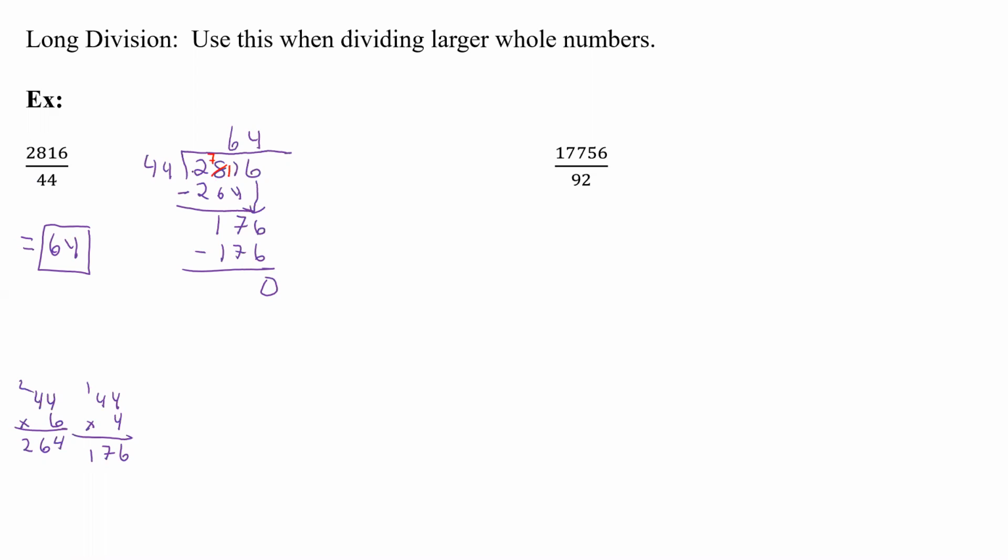Okay. And so that's how we do the long division. You have to first figure out what's your first number to go in here. 44 doesn't go into 2, doesn't go into 28, but it will go into 281. And then we just have to figure out how many times. And then that's when you have to start doing all this extra hand stuff down here.